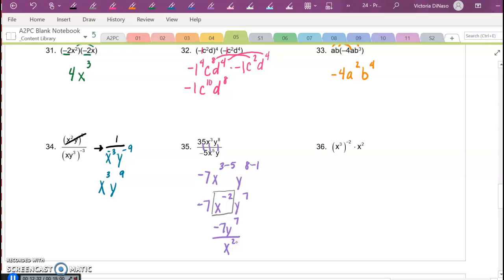And then finally, number 36. So we're going to start by multiplying. So we have x to the power of -6 times x squared. So between these two we have to add them. So we have -6 plus 2. So we have x to the power of -4. Take the reciprocal, so we have 1 over x to the 4th. So we are applying multiple rules in this one.